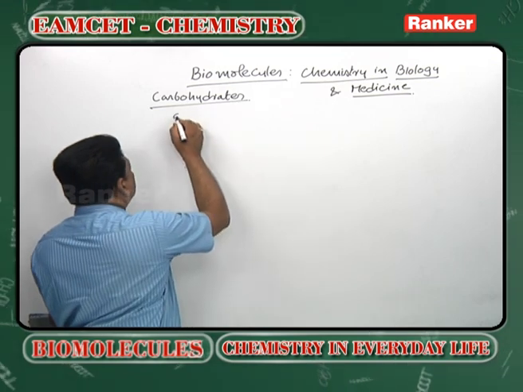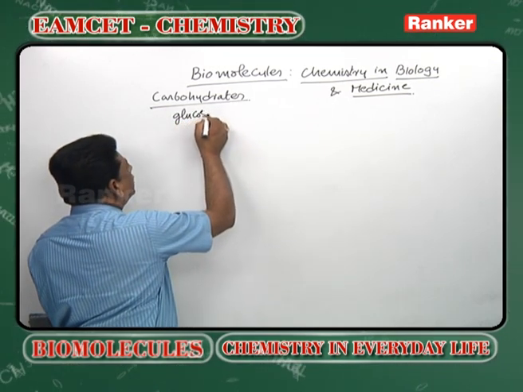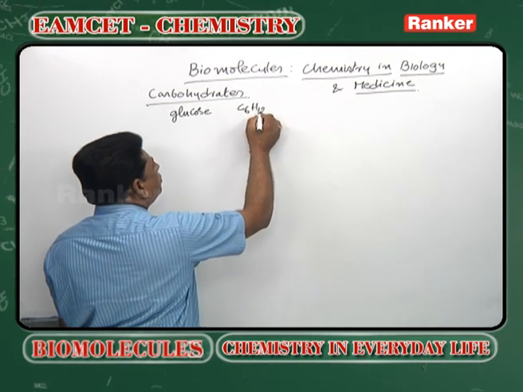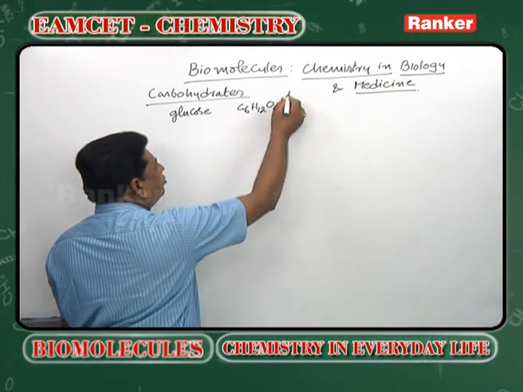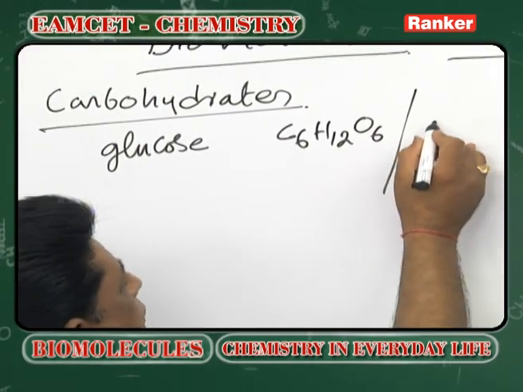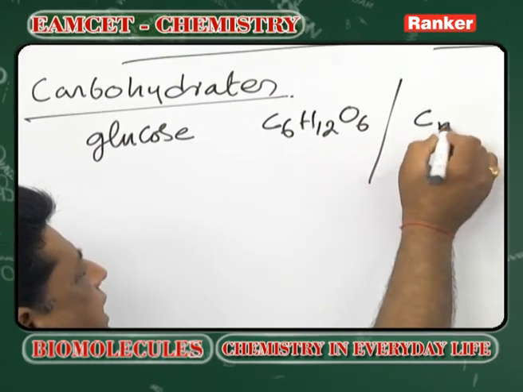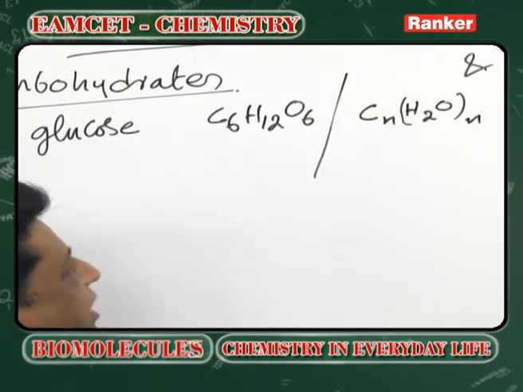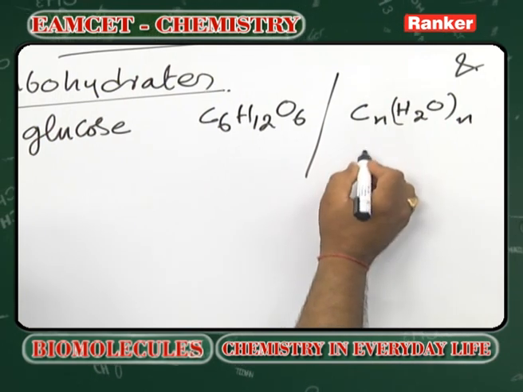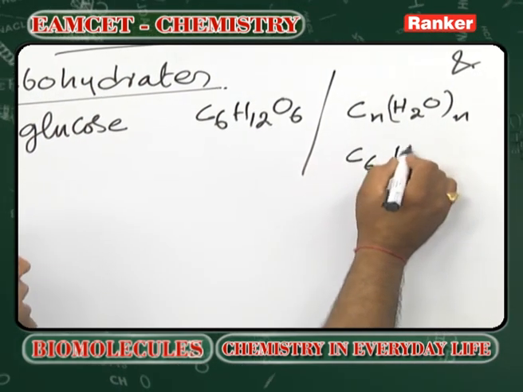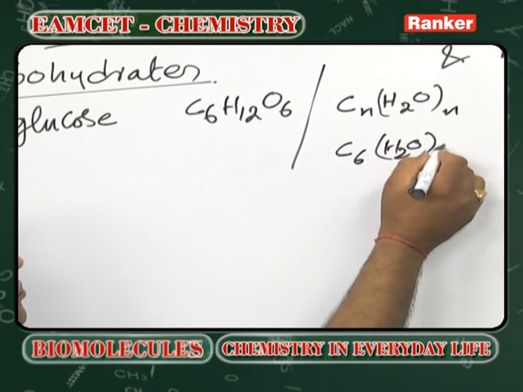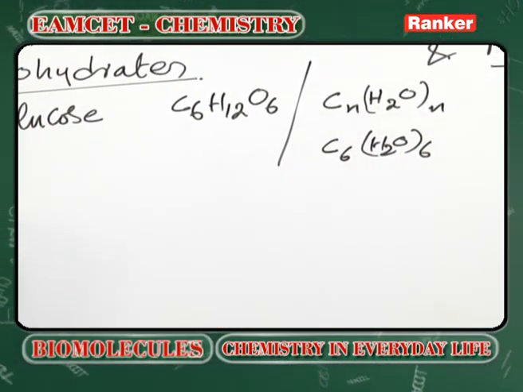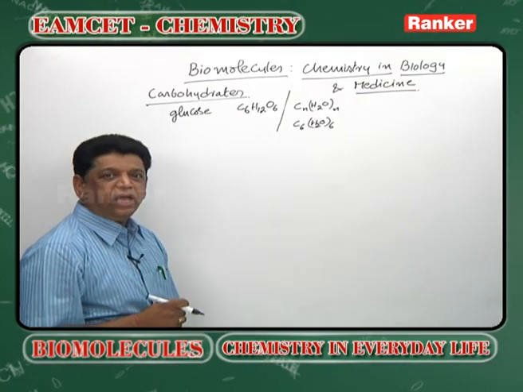Examples like glucose. Glucose is a carbohydrate which has the formula C6H12O6. In fact, this also can be written as C6(H2O)6, where n is 6, that is 6 carbons and H2O six times. That means it looks like 6 water molecules are attached to the carbon. That's why they named them carbohydrates.